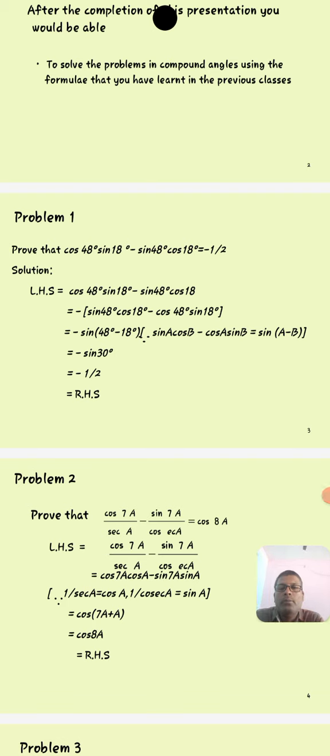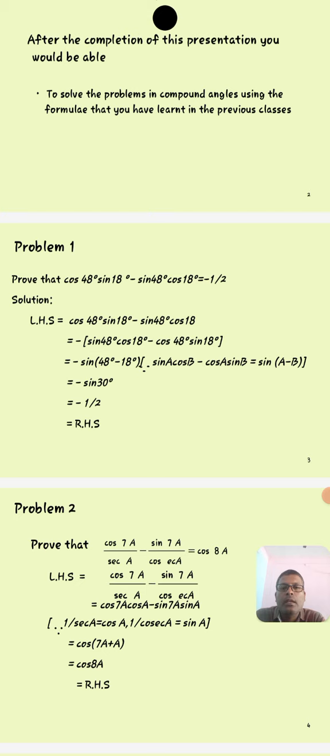The first problem: prove that cos 48 degrees sine 18 degrees minus sine 48 degrees cos 18 degrees is equal to minus 1 by 2. When we see the problem, we just have to remember the suitable formula. For the solution, we take the LHS. What is the given condition? Cos 48 degrees sine 18 degrees minus sine 48 degrees into cos 18 degrees.